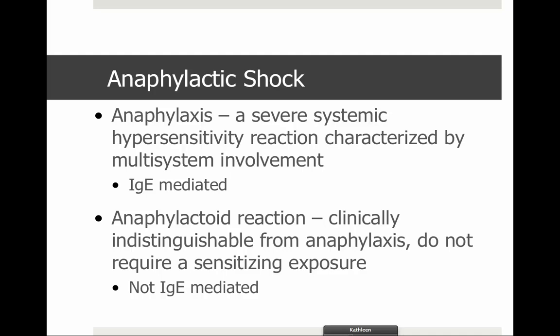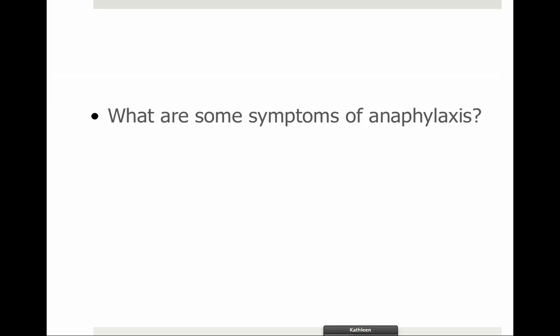Anaphylaxis is a severe systemic hypersensitivity reaction characterized by multi-system involvement. It's IgE mediated. An anaphylactoid reaction is clinically indistinguishable from anaphylaxis and does not require a sensitizing exposure. A good example of no prior exposure is contrast medium in the CT scan.